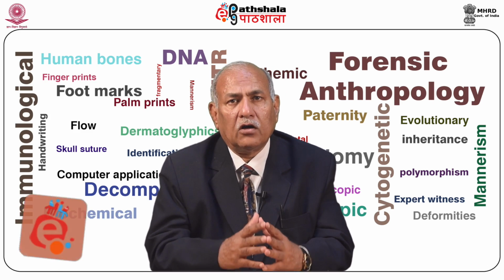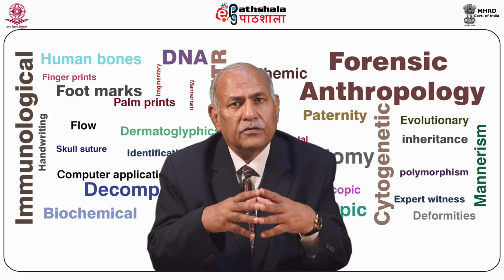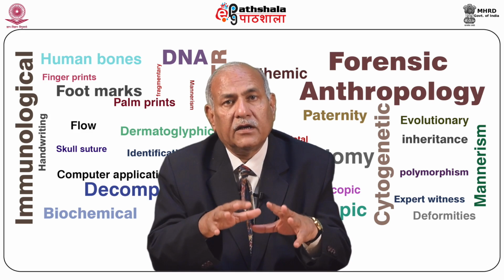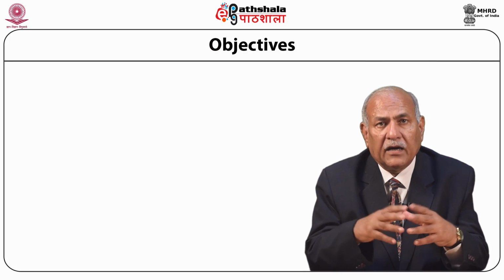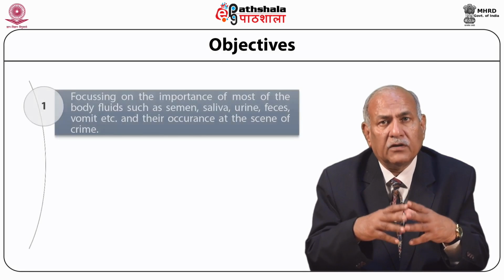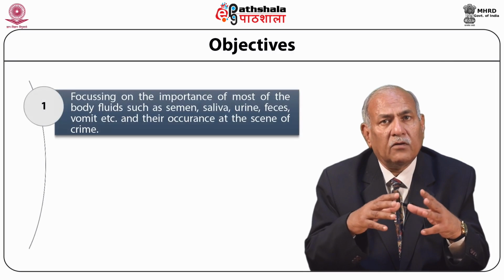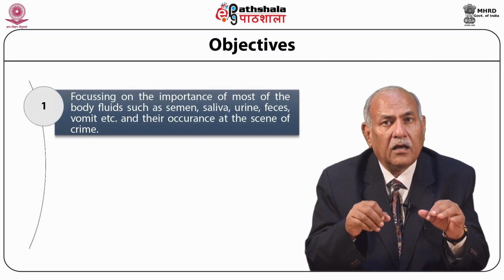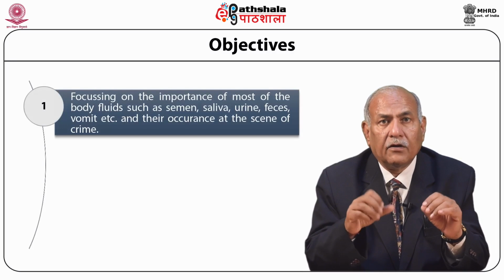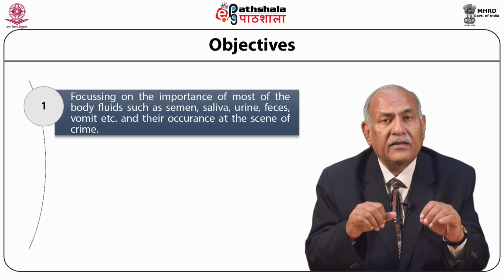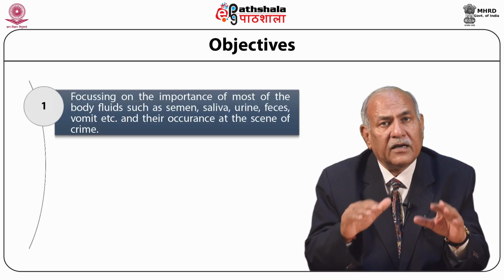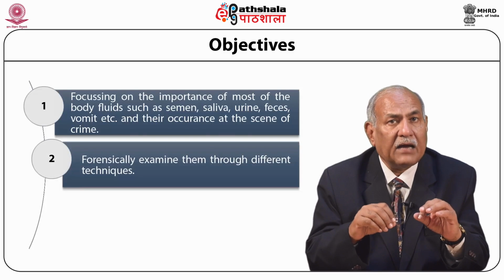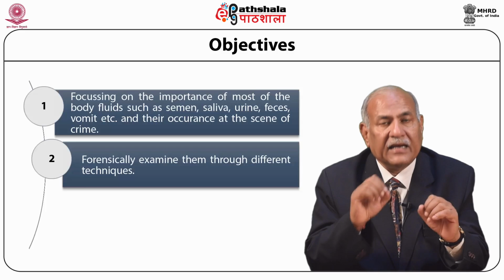Today we are going to talk on module Body Fluids in Personal Identification Part 2 from the paper Forensic Anthropology. The objectives are, in this module, we shall be focusing on the importance of most of the body fluids such as semen, saliva, urine, feces, vomit, etc., and their occurrence at the scene of crime. We shall further learn to forensically examine them through different techniques.